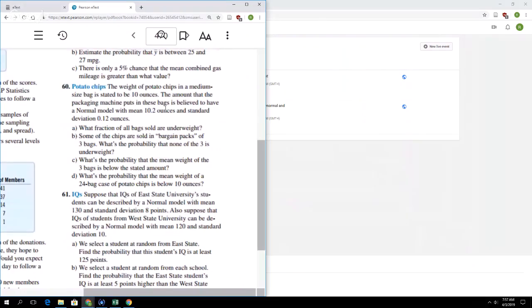So we have potato chip weight centered around 10 ounces. And the amount is believed to have a normal model, mean 10.2, standard deviation 0.12. What they're saying is that the potato chip company can guarantee 10 ounces because they're filling bags with a mean of 10.2, standard deviation of 0.12.